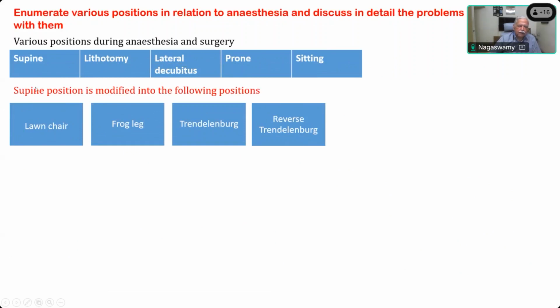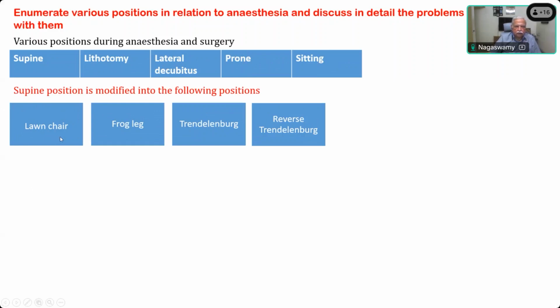So in supine, the patient's back will be completely on the operating table. Whereas in other positions, lateral decubitus, the patient's side will be on the table, the body becomes completely turned out, and in sitting it becomes partially away from the table. So this is the lawn chair, the frog.